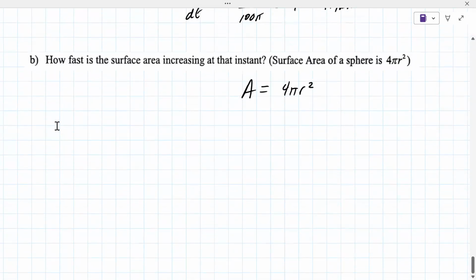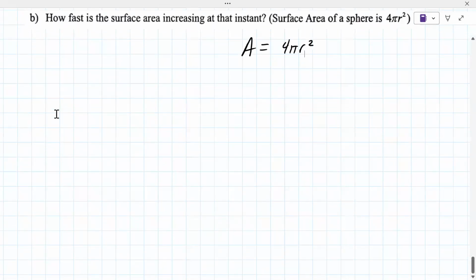All right, so let's do some tangent line problems.